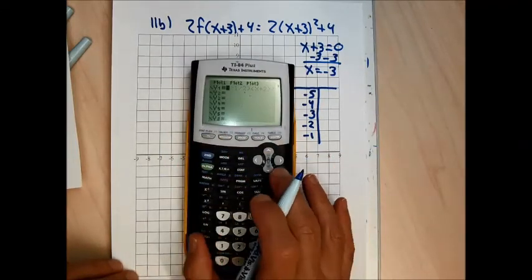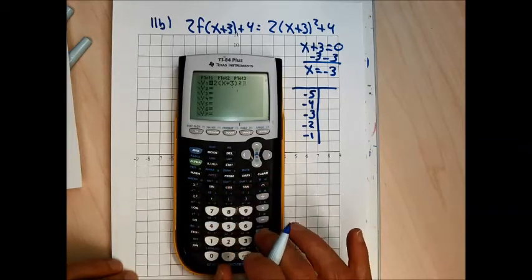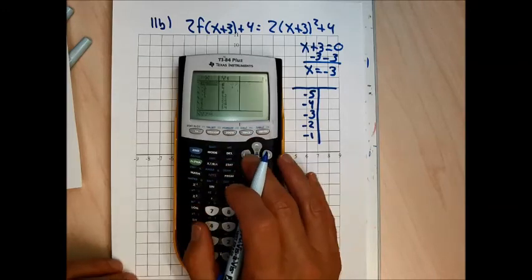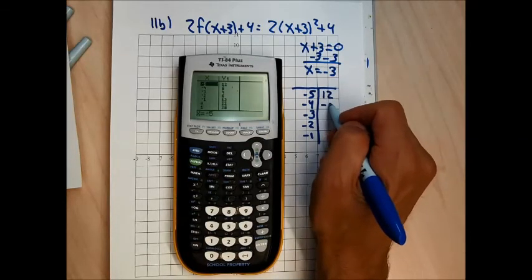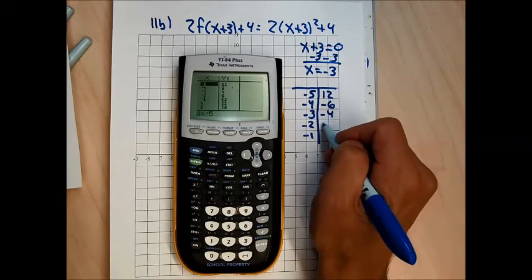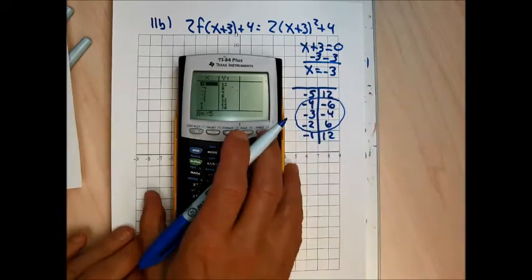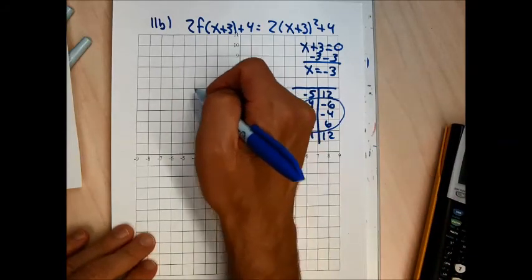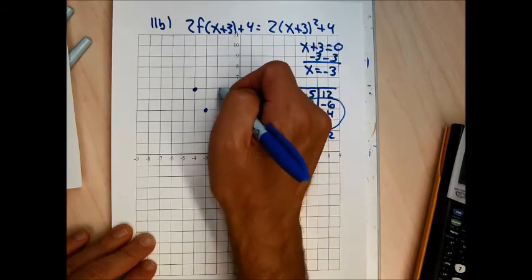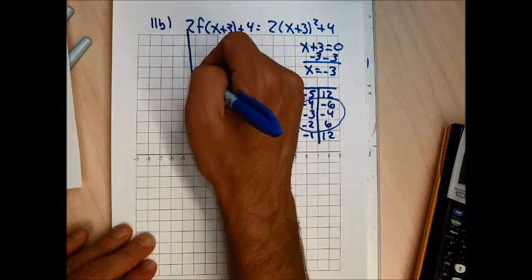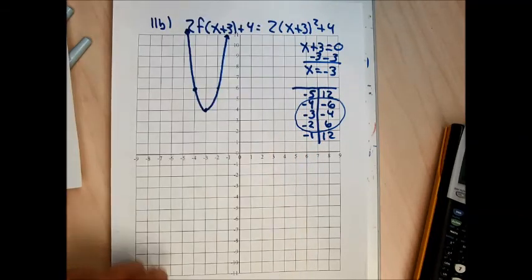So y equals 2 parentheses x plus 3 squared plus 4, second table. Next to -5, I see 12. I can't fit that point so well. -4, 6, -3, 4, -2, 6, -1, 12. I'm just going to plot these points because the 12s are going off my screen. So -4, positive 6, -3, positive 4, -2, positive 6. I'm making a skinny parabola because it gets skinnier when you multiply by a number bigger than 1.